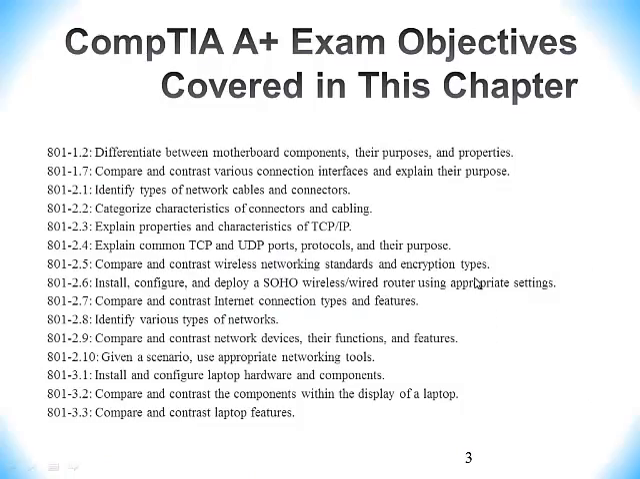And then your CompTIA objectives: being able to differentiate between motherboard components, their purposes and properties, compare and contrast various connection interfaces and explain their purpose, identify types of network cables and connectors, categorize characteristics of connectors and cabling, be able to explain properties and characteristics of TCP/IP, explain common TCP and UDP ports, protocols, and their purpose, compare and contrast wireless networking standards and encryption types, install, configure, and deploy a SOHO wireless/wired router using appropriate settings, compare and contrast internet connection types and features.